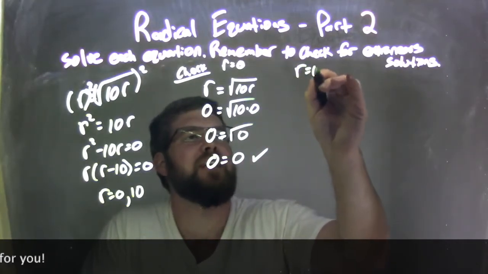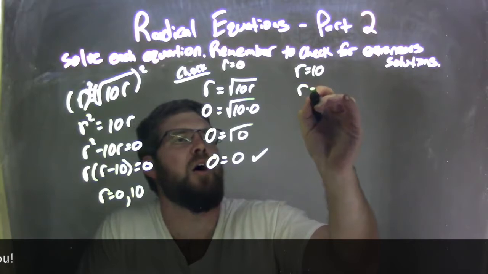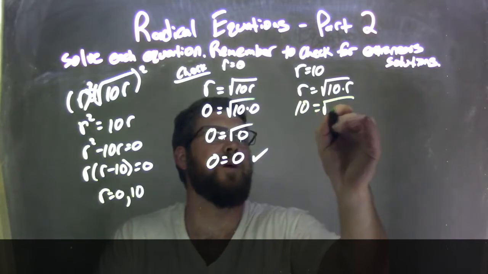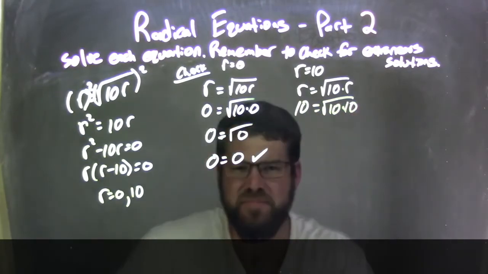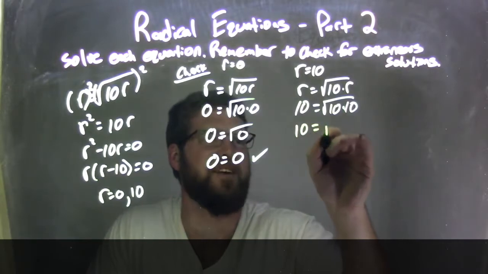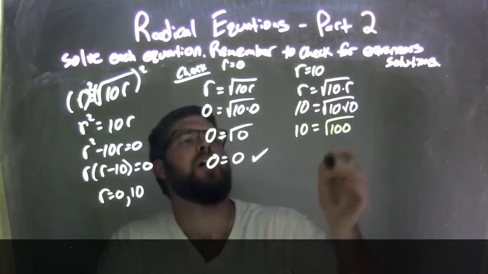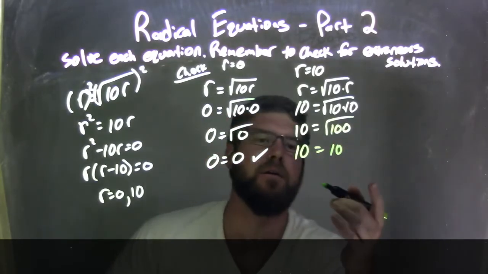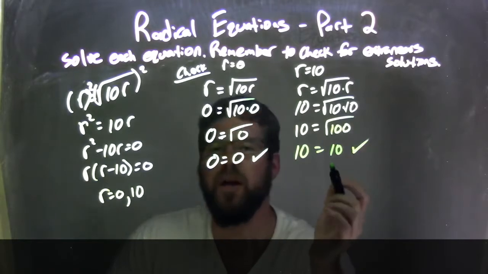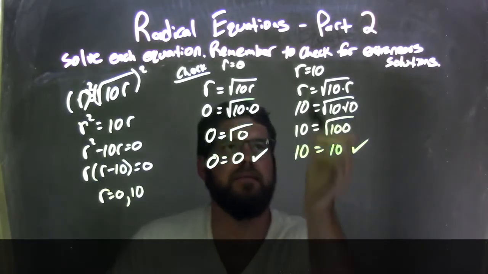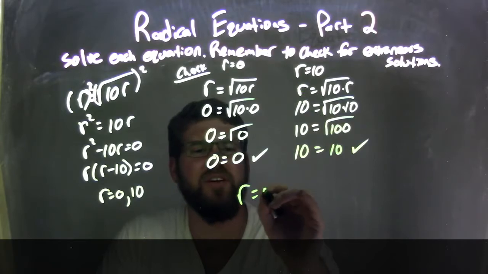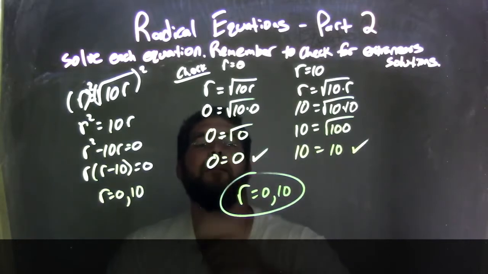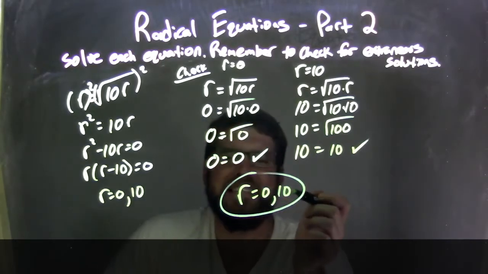So we have R equals 10 here. Don't be lazy. R equals square root of 10 times R. Let's plug 10 in. 10 equals square root of 10 times 10. 10 times 10, 100. Fantastic. Looking good. Square root of 100 though, just 10. So we have 10 equals 10. Hey, that looks good, right? That looks great. They're both equal. So R equals 10 works too. So we have two solutions, 0 and 10. None are extraneous. Both are true. So we have R equals 0 and 10.